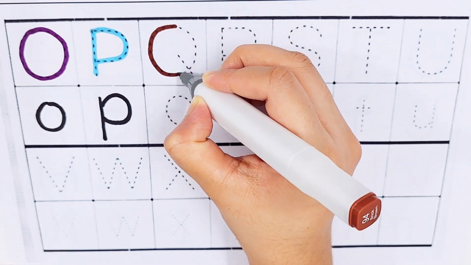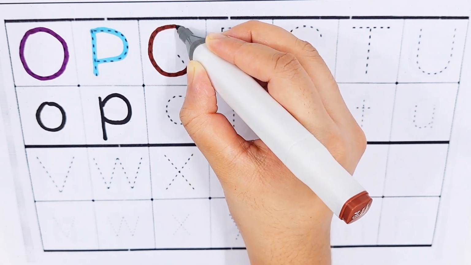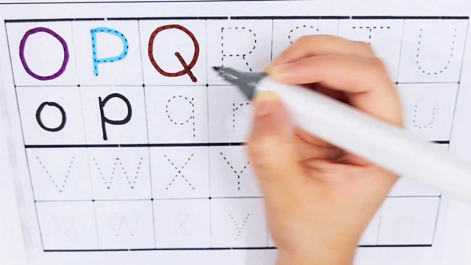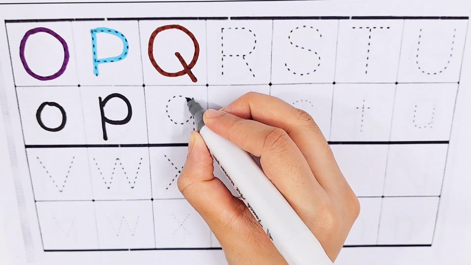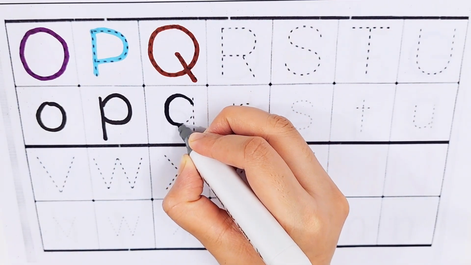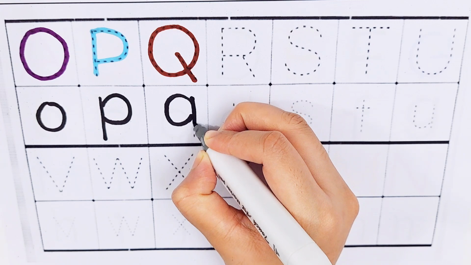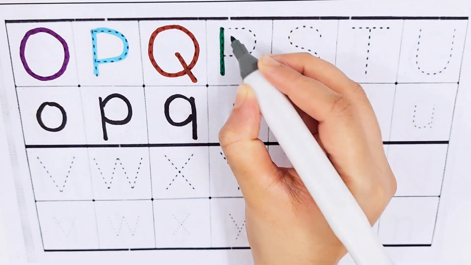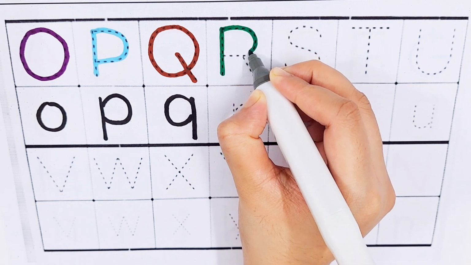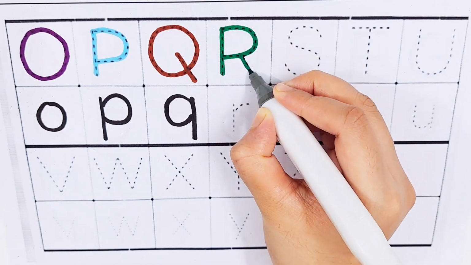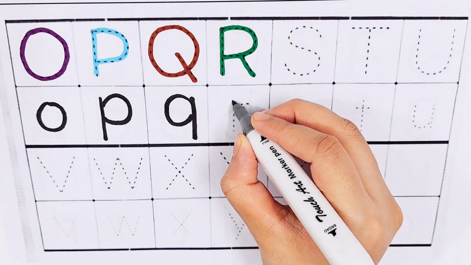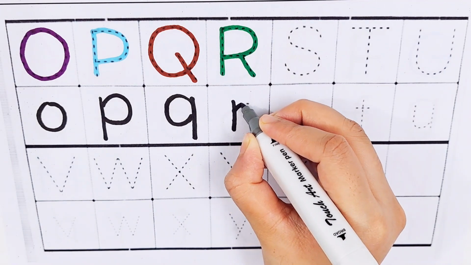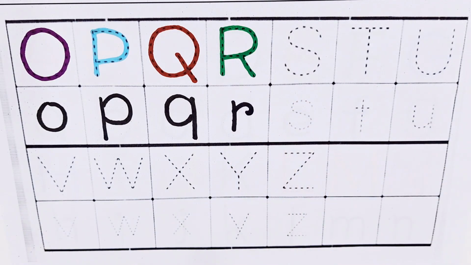Q for queen. Q for quilt. R for rainbow. R for rose.